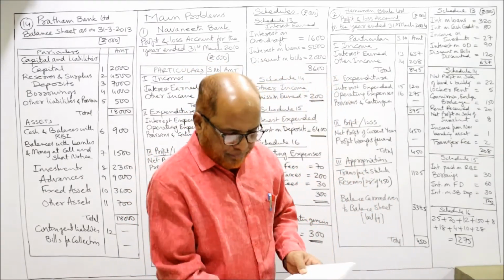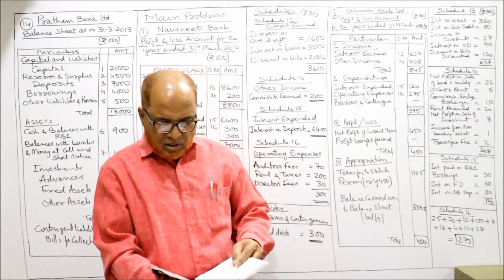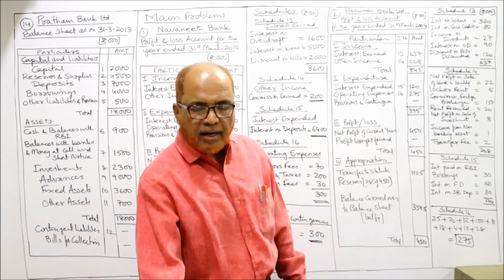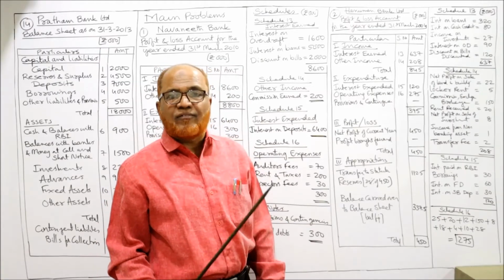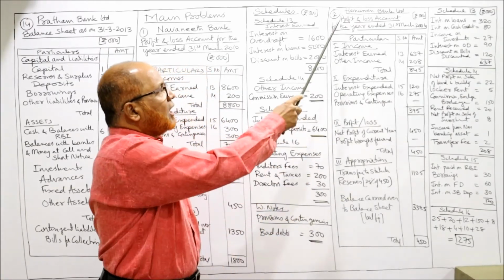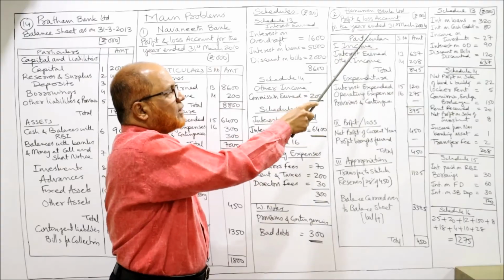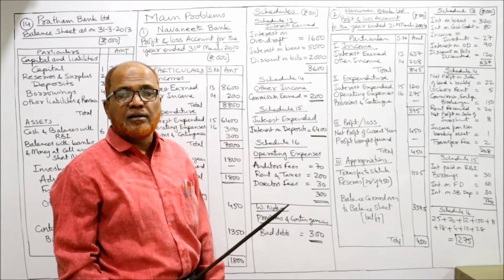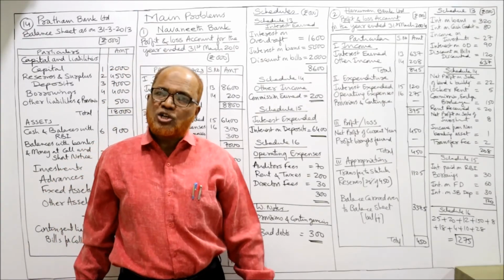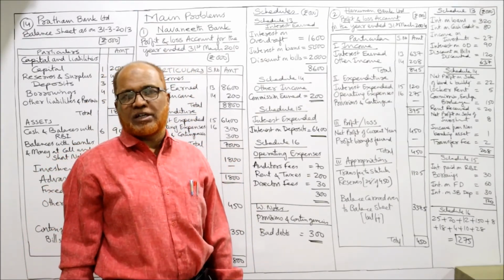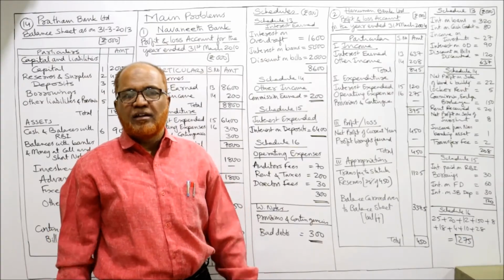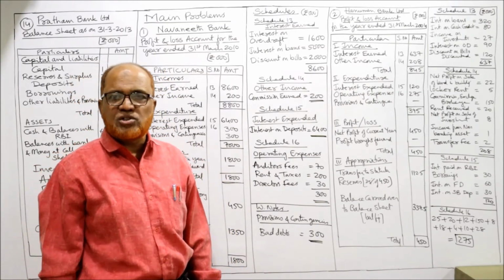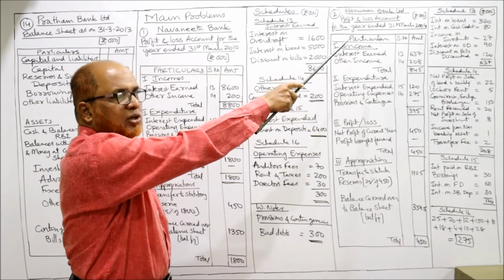See the second problem. From the following, prepare the profit and loss account of Hanuman Bank Limited for the year ended 31st March 2004. So again, first of all, we have to make the format of profit and loss account. Hanuman Bank Limited profit and loss account for the year ended 31st March 2004, rupees in thousands. Heading must be clear. Remember, presentation is very, very important. If you write roughly, you cannot expect marks from the examiner. Each and every wording you should write.